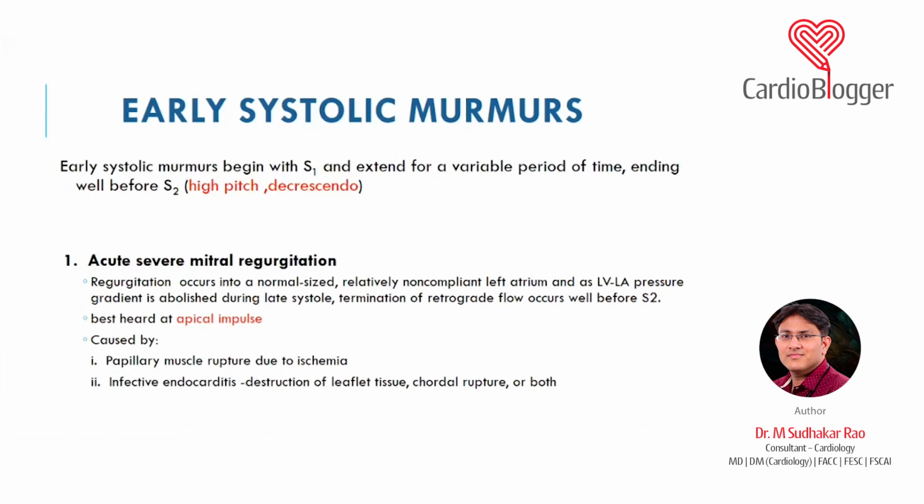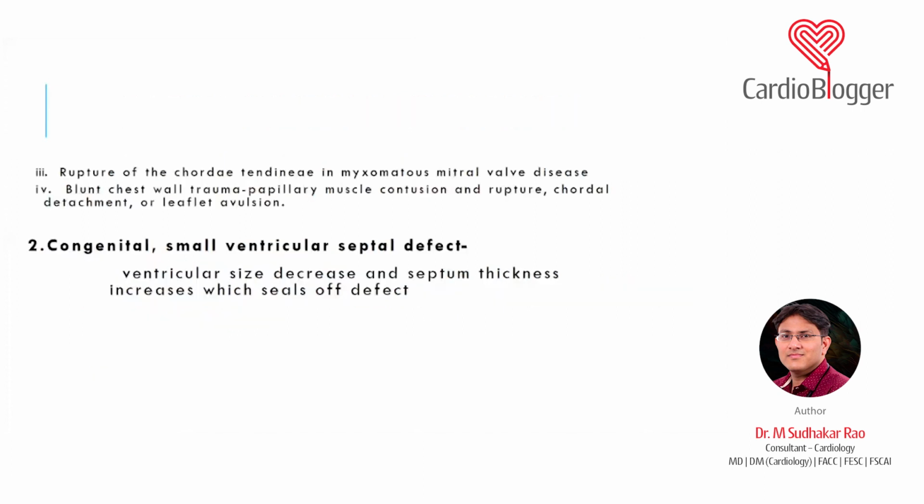It can occur in acute MI, like papillary muscle dysfunction or papillary muscle rupture, or you can still get it in infective endocarditis also. You also get it in myxomatous mitral valve disease due to rupture of the chordae, or due to blunt chest injury. You can get this type of murmur.